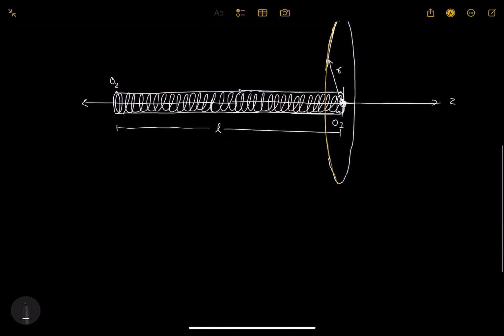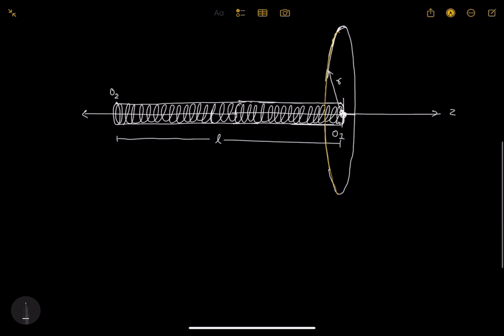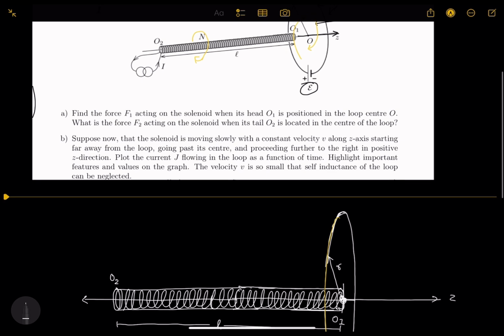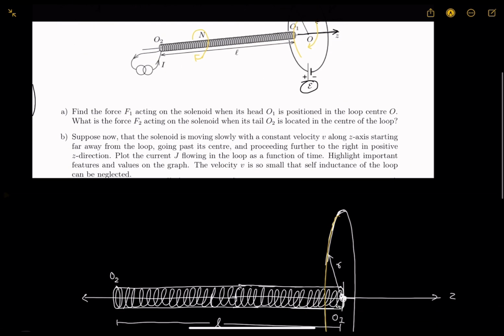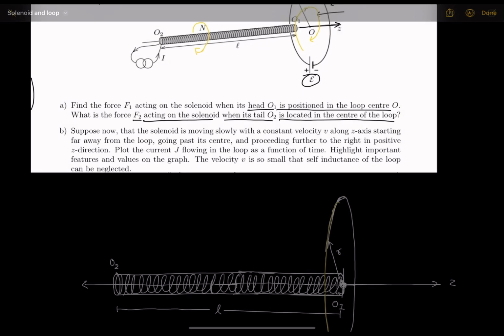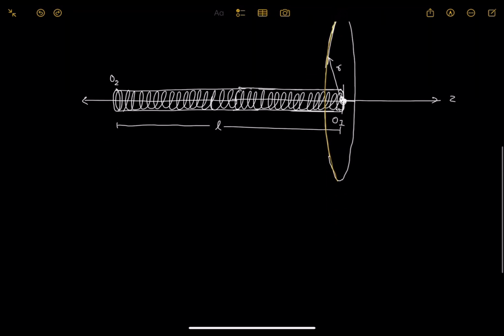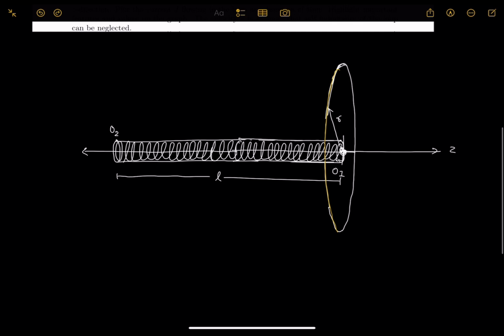Okay, so we're going to have to account for the magnetic interaction, the total magnetic force that exists between the solenoid and the circular Amperian loop. That's what the first part of the question is asking. And we're also asked to find the force F2 acting on the solenoid when its tail O2 is located at the center of the loop. So the first part is when the head O1 is positioned in the loop center O. And the second is when its tail O2 is located at the center of the loop. So they're going to be symmetric situations. You might speculate that the forces should be equal somewhat, maybe opposite. So let's see that. We're going to be solving part A first.